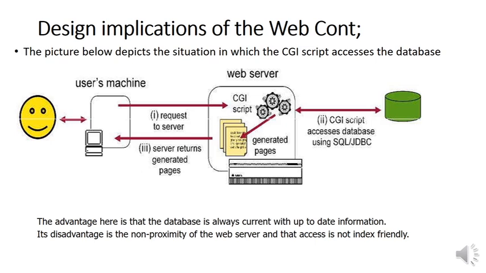The picture below also depicts the situation in which the CGI script accesses the database. The user, you can still see the explanation. The advantage here is that the database is always current with use of data information. Its disadvantage is the non-proximity of the web server, and that access is not index friendly.